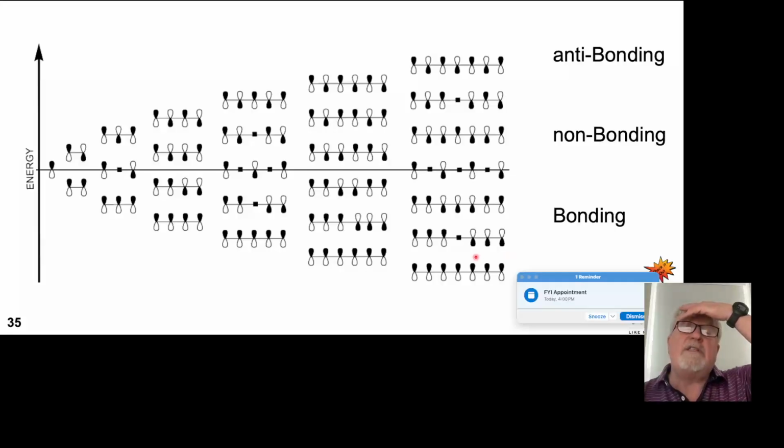bonding. Notice as well that all of our odd-numbered systems, so we have 1, 3, 5, or 7 atoms in a row with p orbitals, have a non-bonding orbital left over, and we have these big gaps in between.